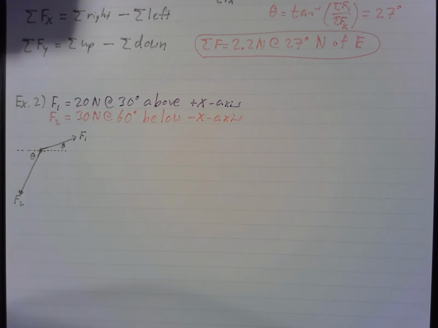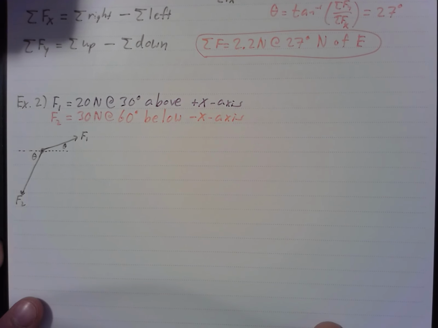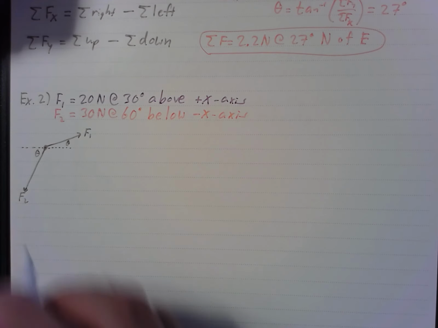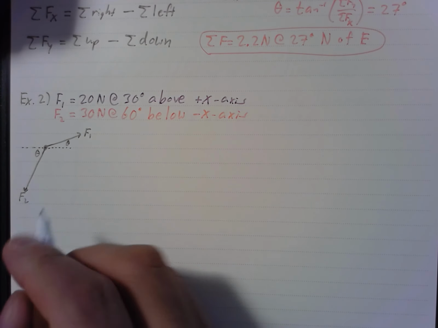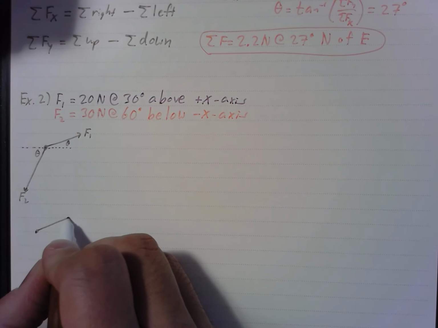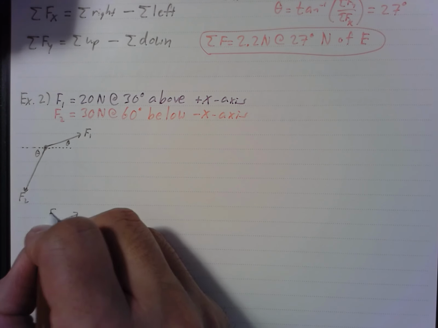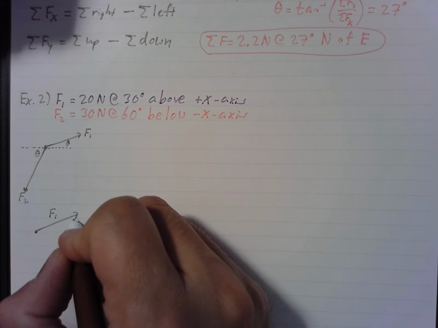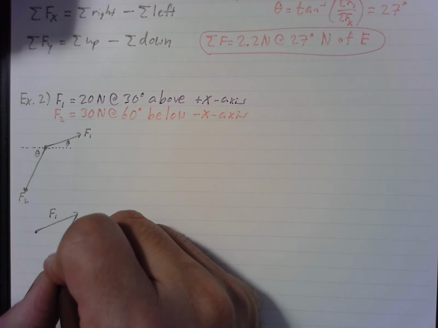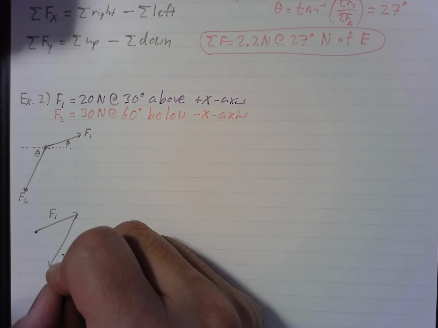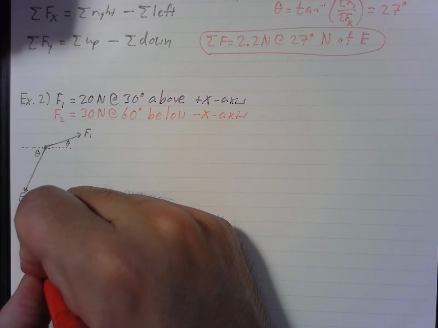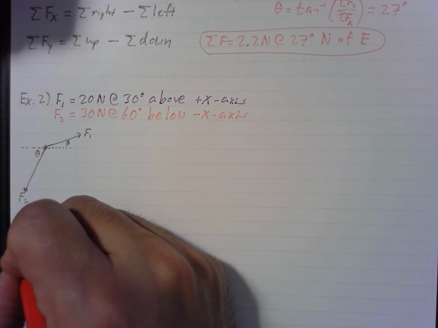And so if I wanted to apply the tip to tail method of addition, I would have something like this. I would have F1 look exactly, or as close as I could make it, like this. And then wherever F1 ended, I would try my best to draw F2 off of it. And so the net force on those two is going to be this arrow.